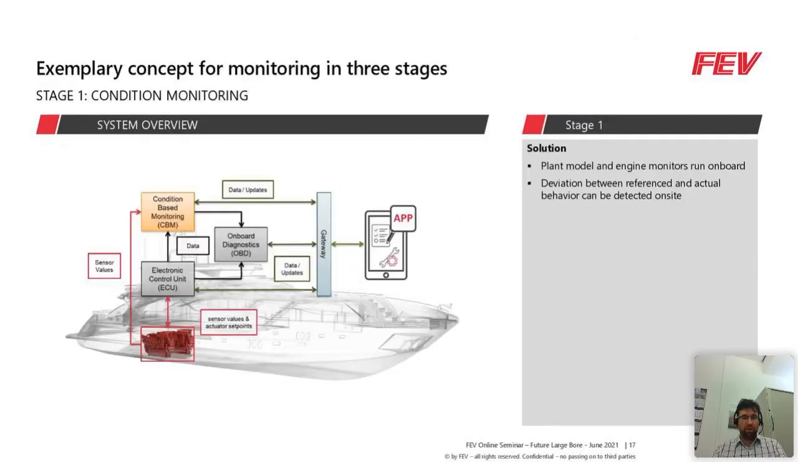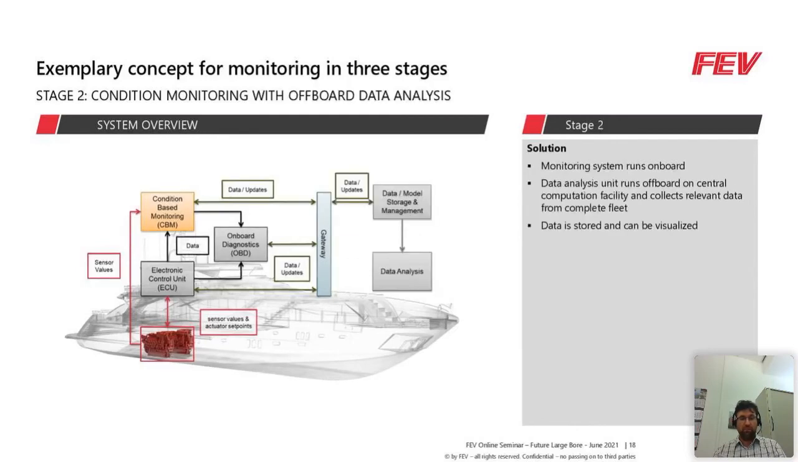So we have learned starting the condition monitoring from the onboard system. We have now here the plant model and the engine monitors running on board, and we have just this reference system that gives us a deviation between measured and reference. In the next step, we go a bit further. We still have the monitoring running on board, but now the data analysis runs off board in a central computation facility, and we can also now consider data from the complete fleet. This data can then also be visualized through different front ends. For example, that could be a web interface for the fleet operator.